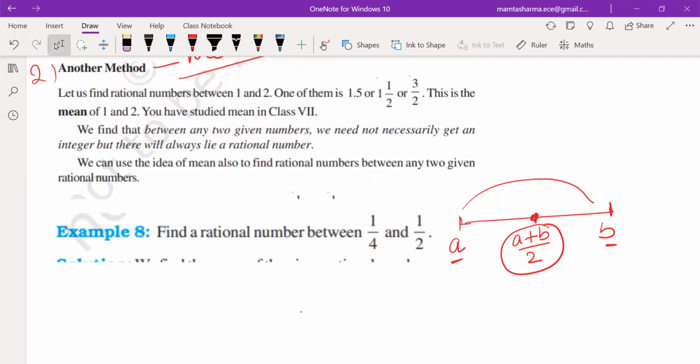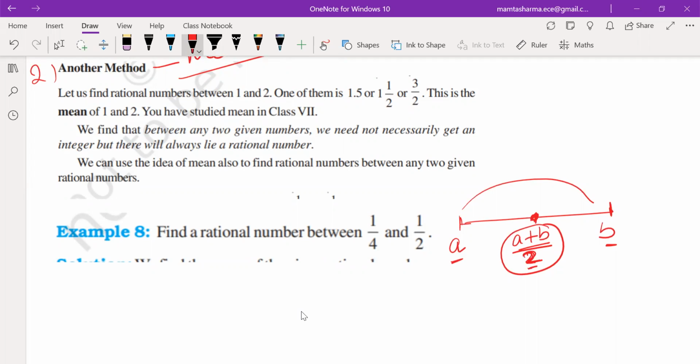Ma'am, but why only 2? Why not any other number like 3, 4, or 5? Where? Here? No, in the a plus b by 2. Yeah, a plus b by 2, because we are taking only two numbers.